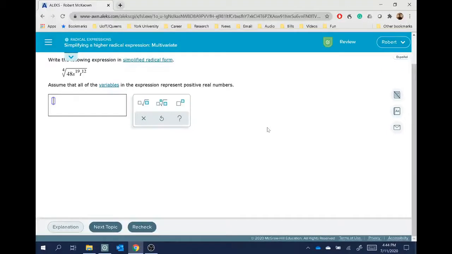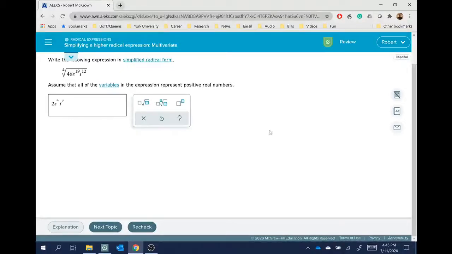So here we are on ALEKS. The question is asking us to put the following expression in simplified radical form. So we're allowed to keep a root, we just need to simplify it. Now I'll put in our answer. So we had 2 times s to the power of 4 times t to the power of 3.